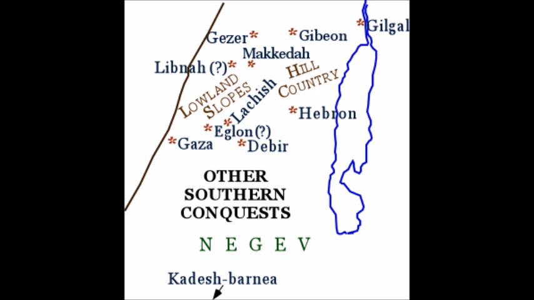the king of Lasharon, the king of Madon, the king of Hazor, the king of Shimron-Meron, the king of Achshaph, the king of Taanach, the king of Megiddo, the king of Kedesh, the king of Jokneam in Carmel, the king of Dor in the town of Naphoth Dor, the king of Goiim in Gilgal, the king of Tirzah. In all, 31 kings defeated.